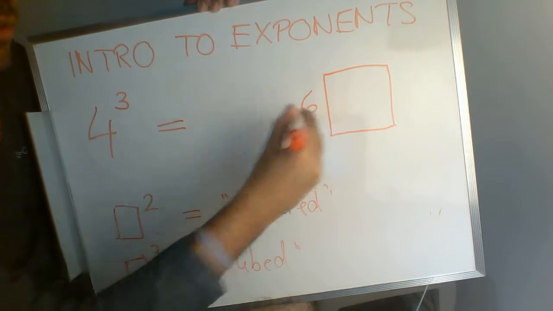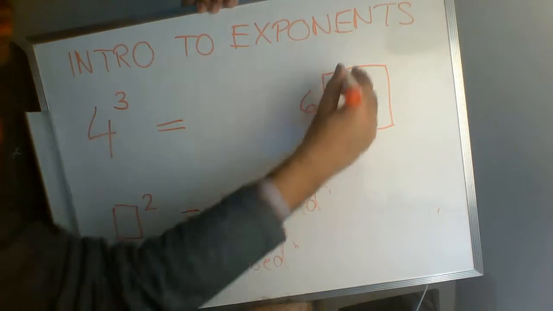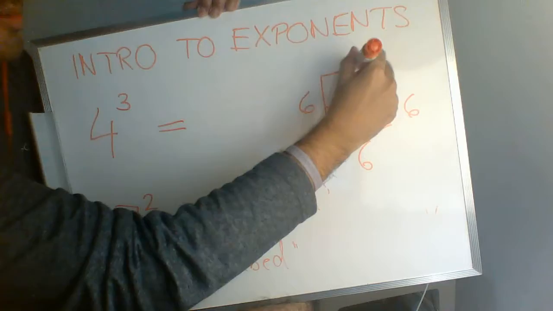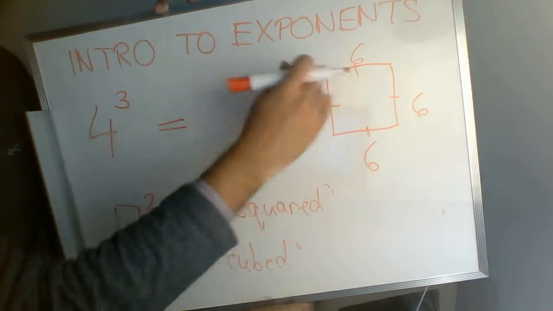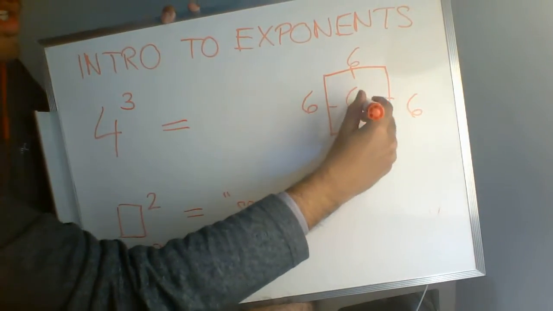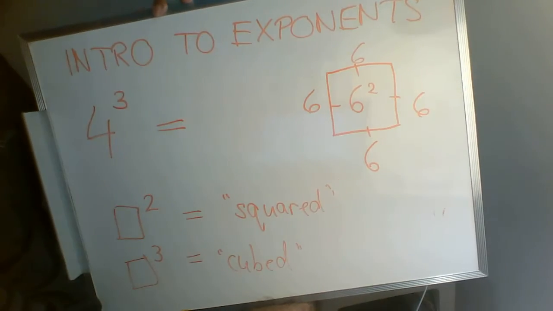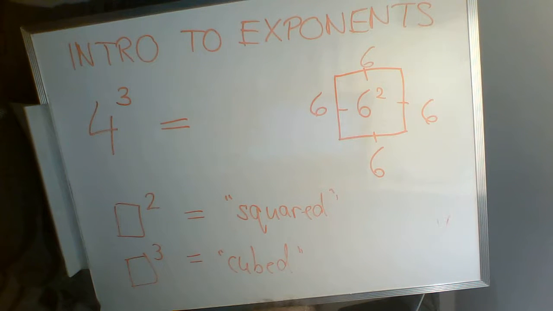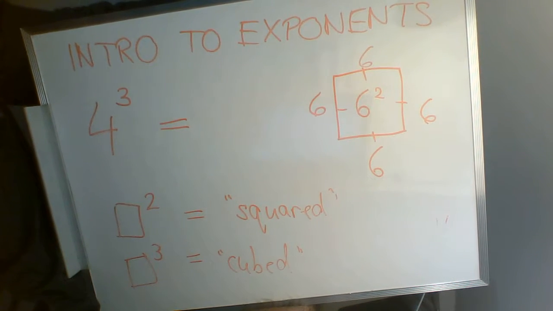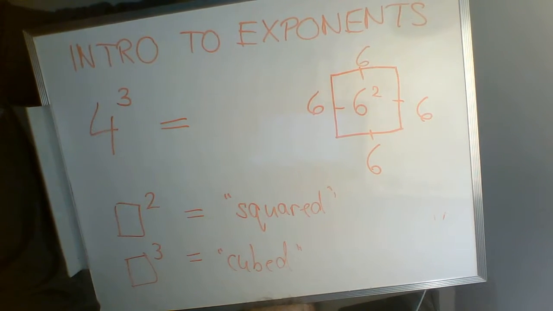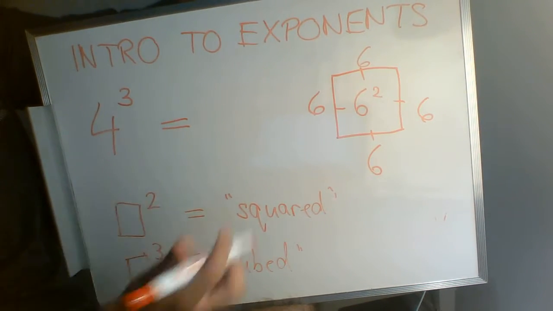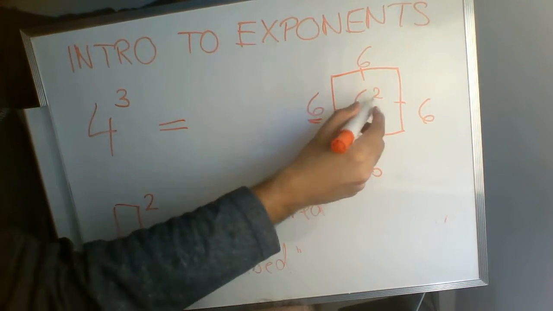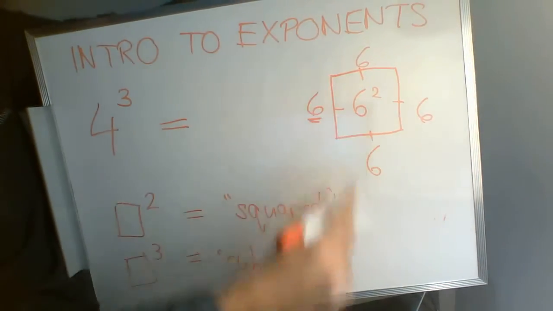some side length, let's say each side of the square is 6 centimeters, that means all of these are 6 centimeters all the way around, then the area of the square is going to be 6 times 6, or 6 squared units. So that's where the squared thing relates to geometry: if you had a square, the side length squared, the side length times itself, will give you the area of that square.